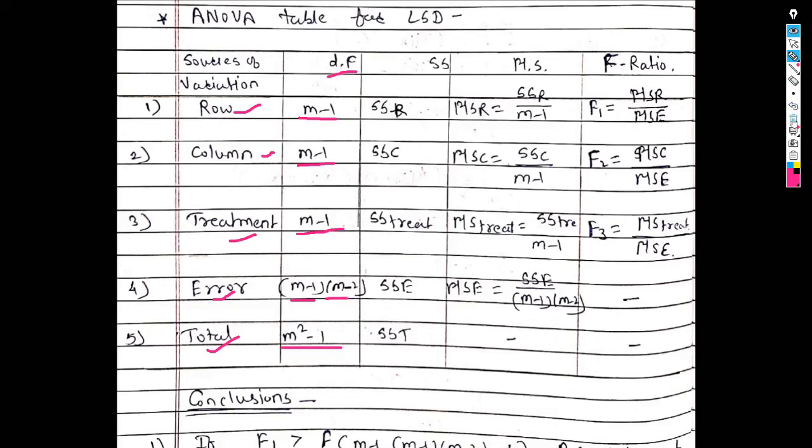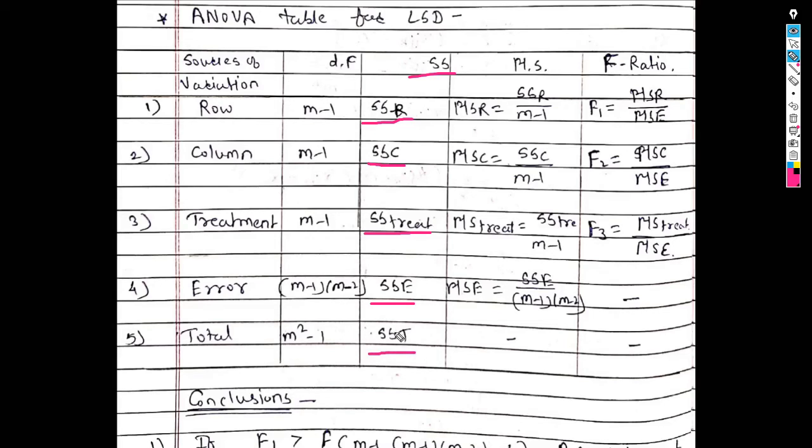So in the third column we have the sum of squares. Row sum of squares is denoted by SSR, column sum of squares is denoted by SSC, treatment sum of squares is denoted by SS treat, or SS small t, or SS treatment. Error sum of squares is denoted by SSE. Total sum of squares is denoted by SS capital.